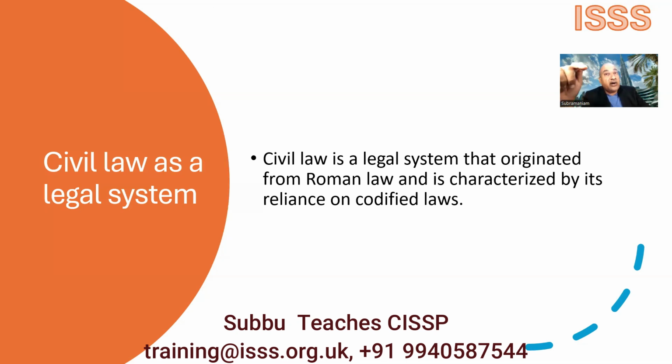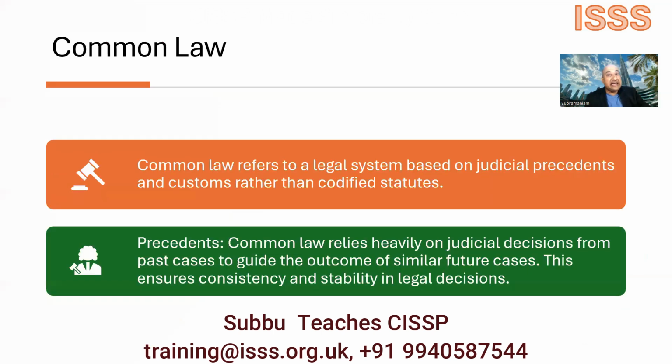In common law, this is applicable. When civil law is the legal system, it is not applicable. So there is a difference between common law and civil law as a legal system. Civil law as a legal system is different from civil law as a category, which we will discuss. Common law refers to the legal system based on judicial precedents and customs rather than codified statutes. Common law relies heavily on judicial decisions of past cases to guide the outcome of similar cases in the future. That's what we have discussed.